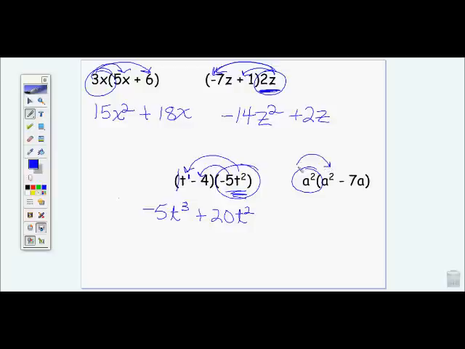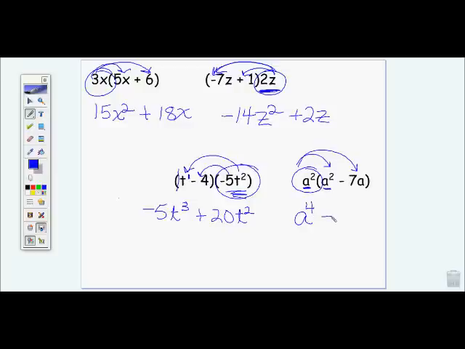So our last one, our monomial term, is an a squared. I'm going to multiply it by another a squared. I don't have a coefficient there. But if I'm multiplying same bases, when I'm multiplying them, I add the exponent. So I get an a to the 4th.